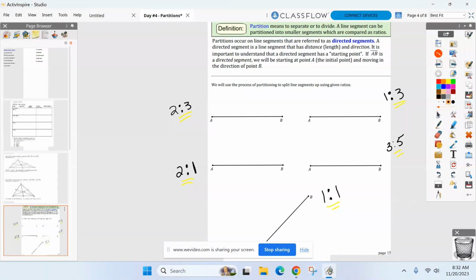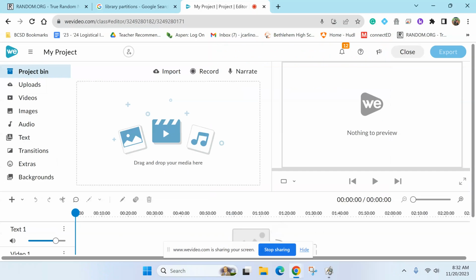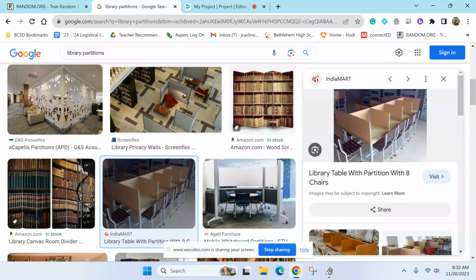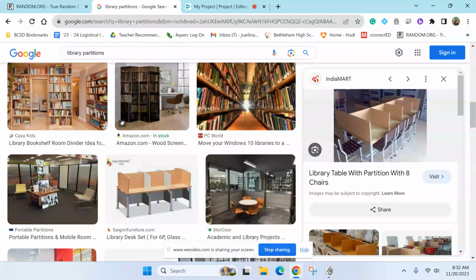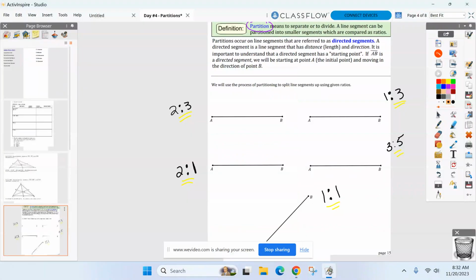This process, just so you know, because you're going to see the word come up more and more, is called partitioning. I don't know if you've heard of that word before. Honestly, I think of the library, the little study cubicles. Those are partitions. It breaks something up into smaller areas. Office cubicles, that's what partitions are. They break something up into smaller pieces.